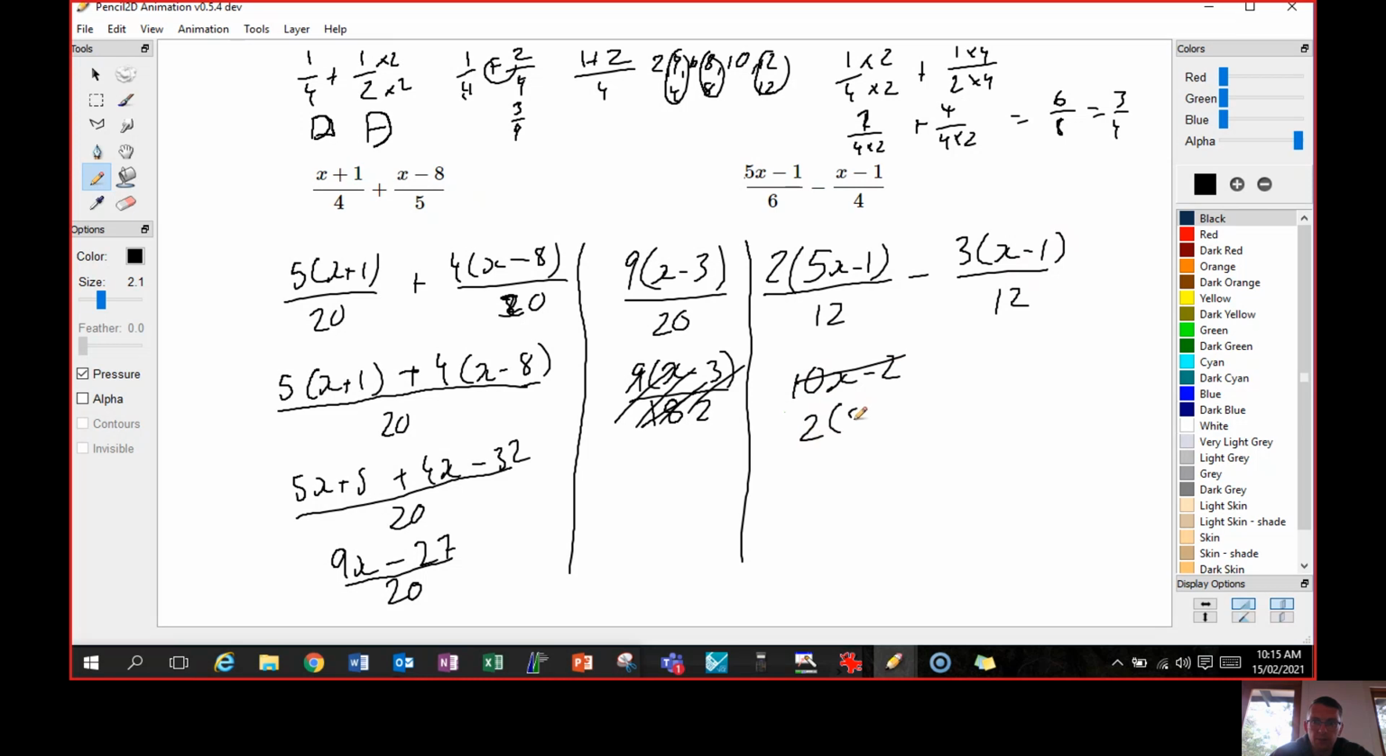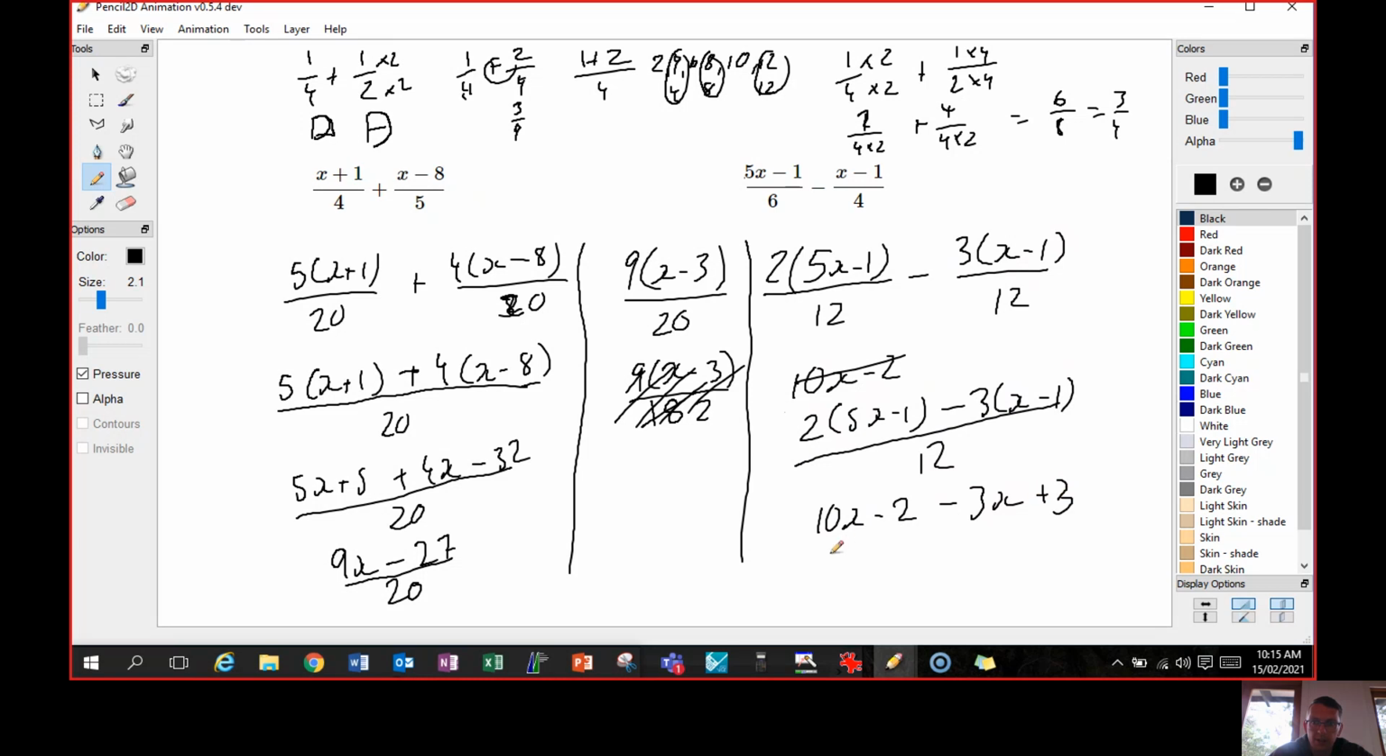That's going to be 2 lots of 5x minus 1 minus, because it's the same denominator, we bring this up, 3 lots of x minus 1. And that's all going to be on 12. So we've got 10x minus 2 minus 3x plus 3.